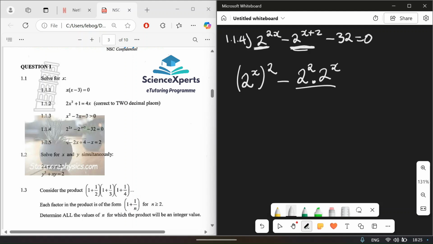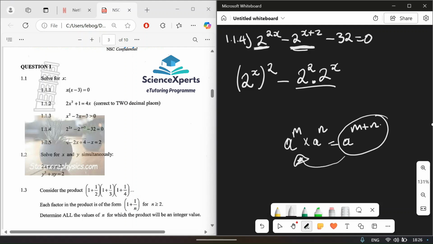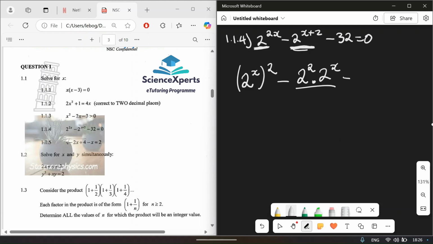How did I get here? You know that there's a law of exponents that says a to the m multiplied by a to the n is equal to a to the m plus n, right? You have the same base. When you multiply those numbers, you add the exponents. So 2 to the x plus 2 is here. So we break down the root and take it back there. So that's what I did there. So minus 32 is equal to 0, right?